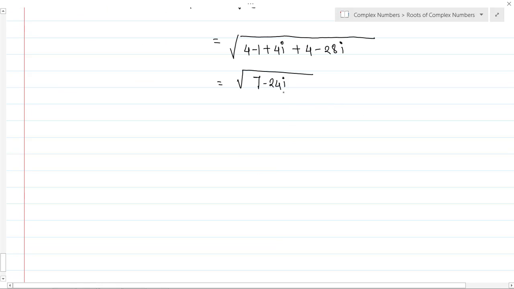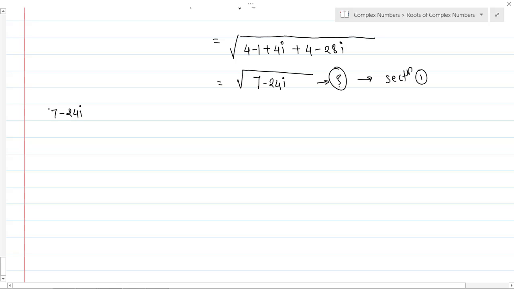Now the question is how to get the value of this. Can anyone please tell me how to get the value of this? Yes, these types of questions we have seen in section number 1. In all the section number 1 questions we have seen how to find the square root of a given complex number. Okay, so the steps we have seen are like this.